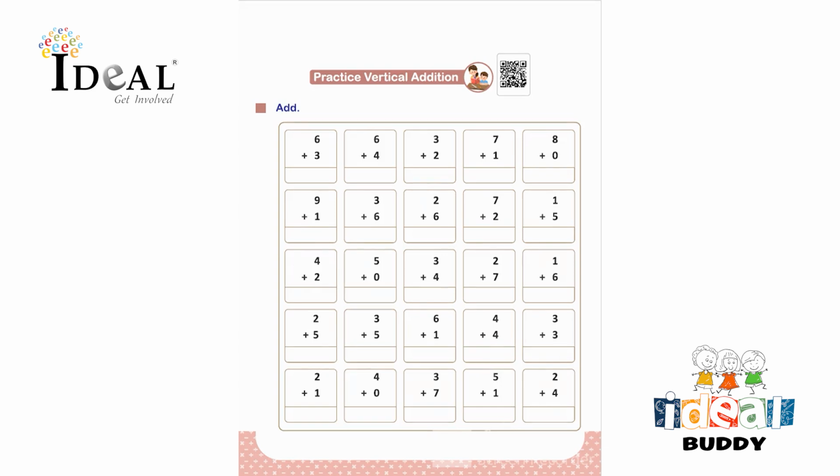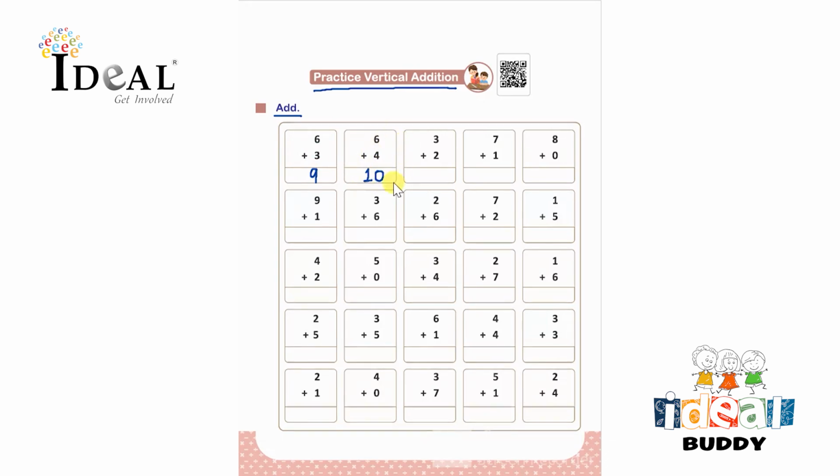Hello everyone. In this page, the child will practice vertical addition. So here they have to add the given numbers. The first one is 6 plus 3. 6 plus 3 is 9. After that it's 6 plus 4 which is equal to 10.